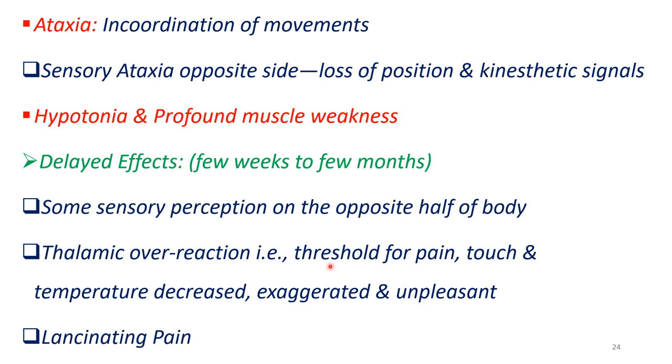Again, repeat that the threshold for pain, touch and temperature is decreased and the sensation is exaggerated and unpleasant. Sometimes even a non-painful stimulus will elicit pain. There is a typical lancinating type of pain, that is, a sharp pain. A lancet is basically a long, very thin sharp spot. So that thin spot pricks you, and that type of pain is felt as lancinating pain.